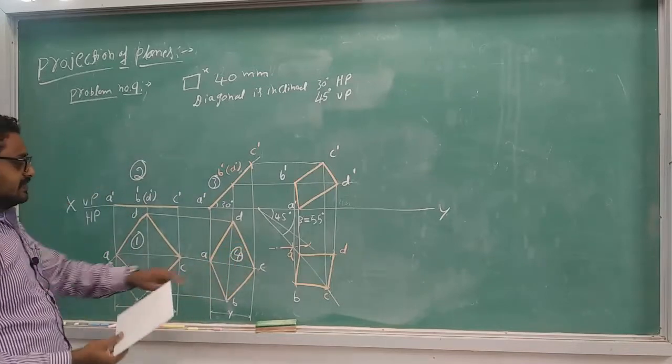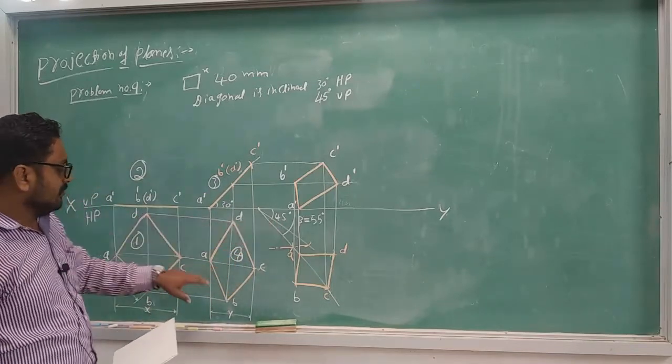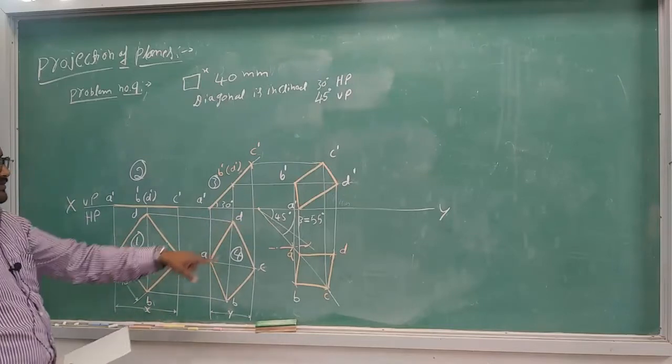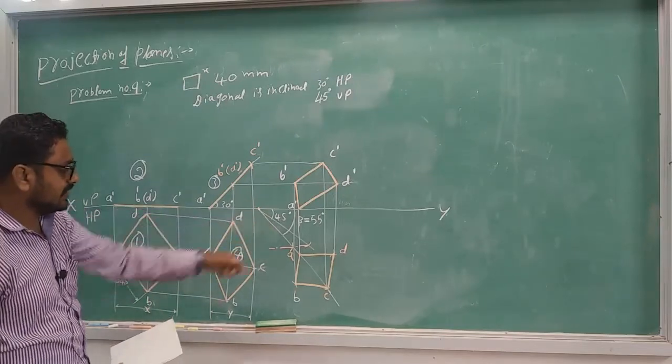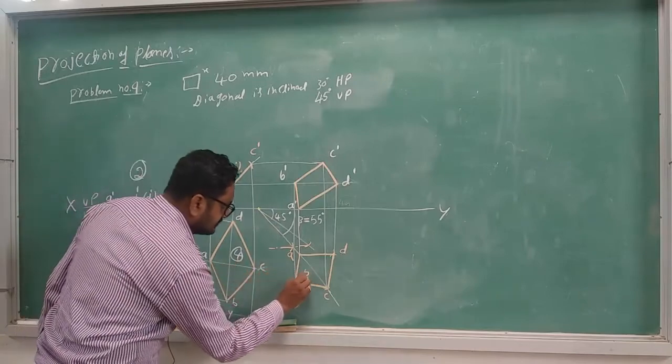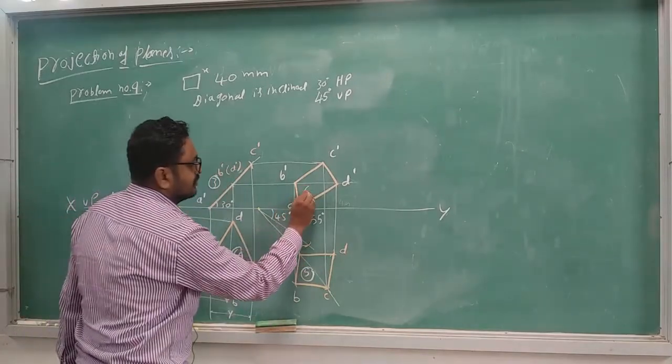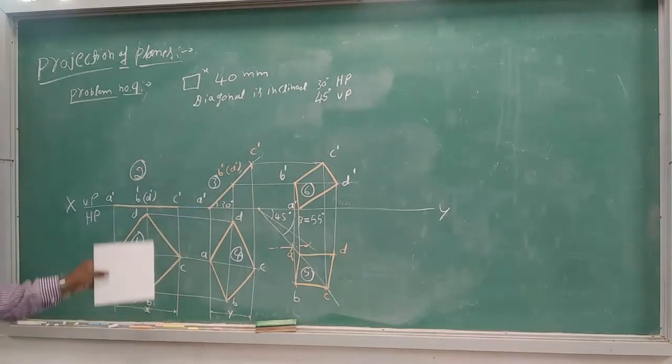And now, this diagonal is inclined to VP also, but here the diagonal length changes. So that's why we found the beta angle. On that beta angle, we placed it and finally we got the final front view. So like this the problem is solved.